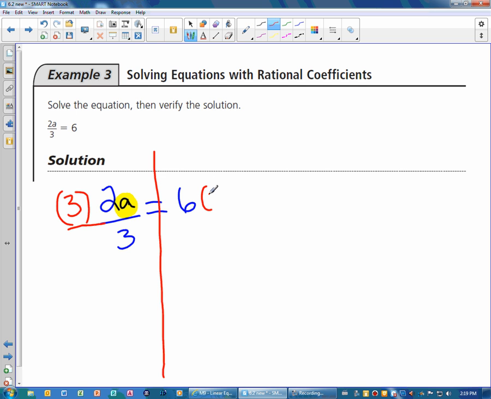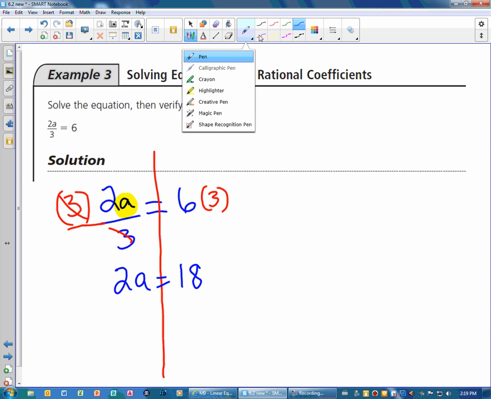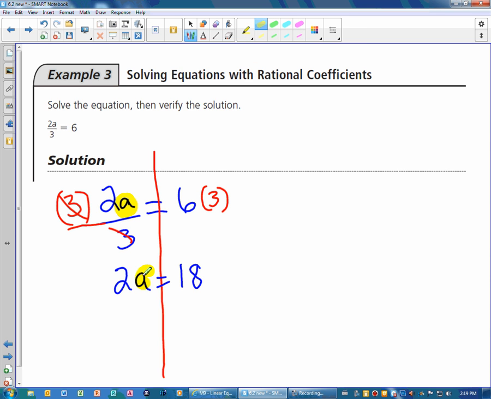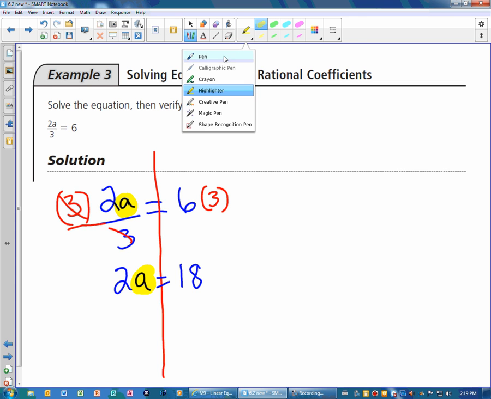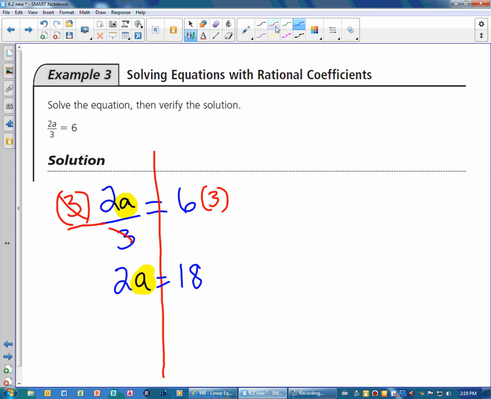Remember, if you do it to one side, do it to the other. Now, what's the point of multiplying by 3? This 3 will cancel that 3, leaving that 2a. And I have 18 on the right side. Okay, remember the whole goal is to get this a by itself by undoing what's being done to it. All right, a is being multiplied by 2, so divide by 2. Do it to one side, do it to the other. Again, we have those 2's canceling, so I'm just left with a is 9.